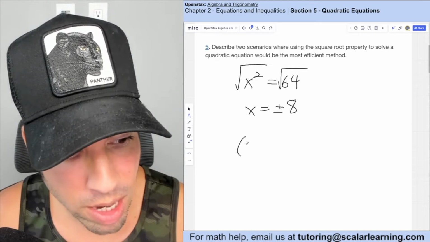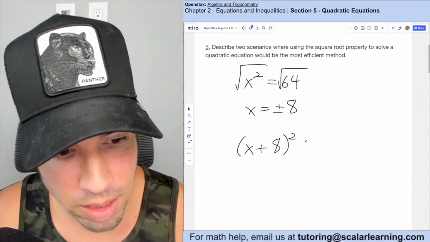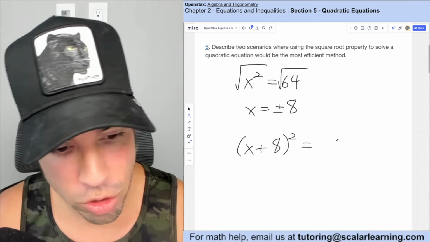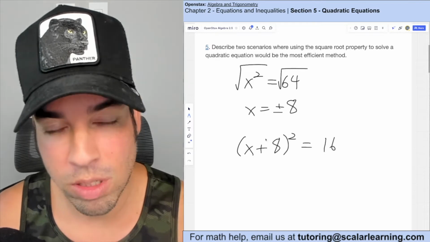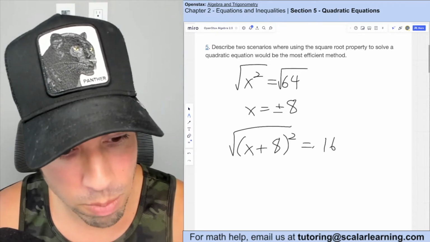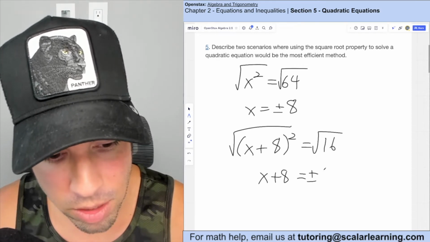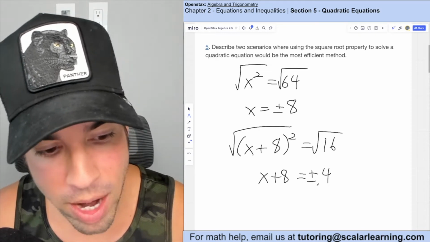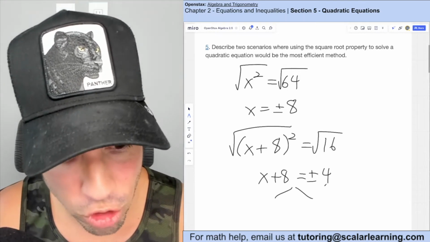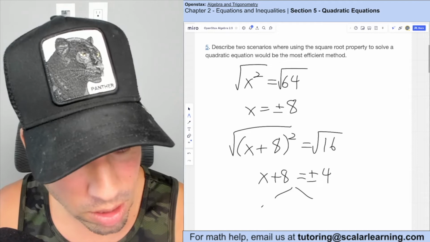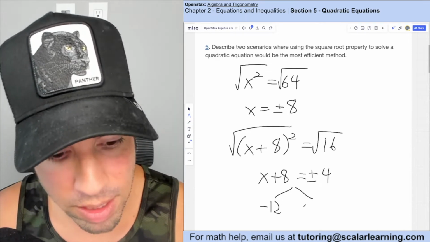Another example is if we had a perfect binomial square like this, isolated, and then equal to, let's say, 16. So again, here, instead of foiling out and setting equal to 0 and then factoring, we could just take the square root of both sides, and we get x plus 8 equals plus or minus 4. Then by subtracting 8 from both sides for both the negative 4 and 4, we'd get two solutions, right? Negative 4 minus 8 would give us negative 12, and then negative 8 plus 4 would give us negative 4.